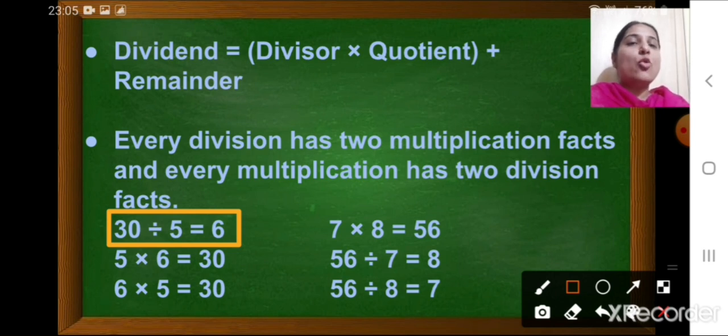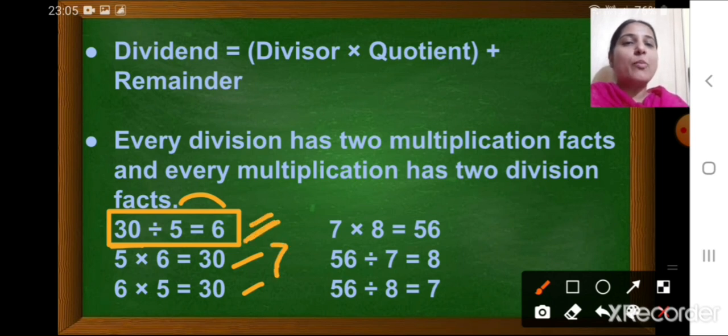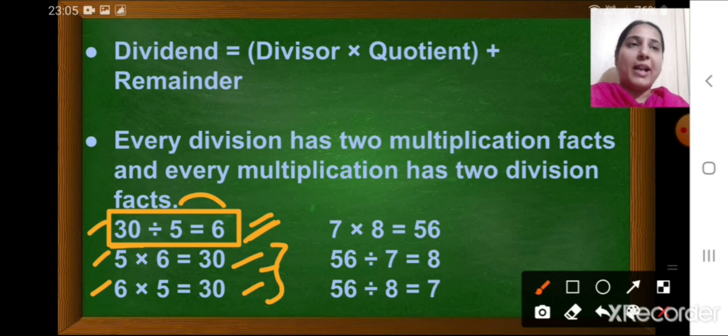So it has 2 multiplication facts. It means if you multiply this 5 by 6, what will you get? This 30. And again, if you multiply 6 by 5 here, you will get 30, isn't it? So this division here has 2 multiplication facts. You can see 2 multiplication facts, and this is one division here.